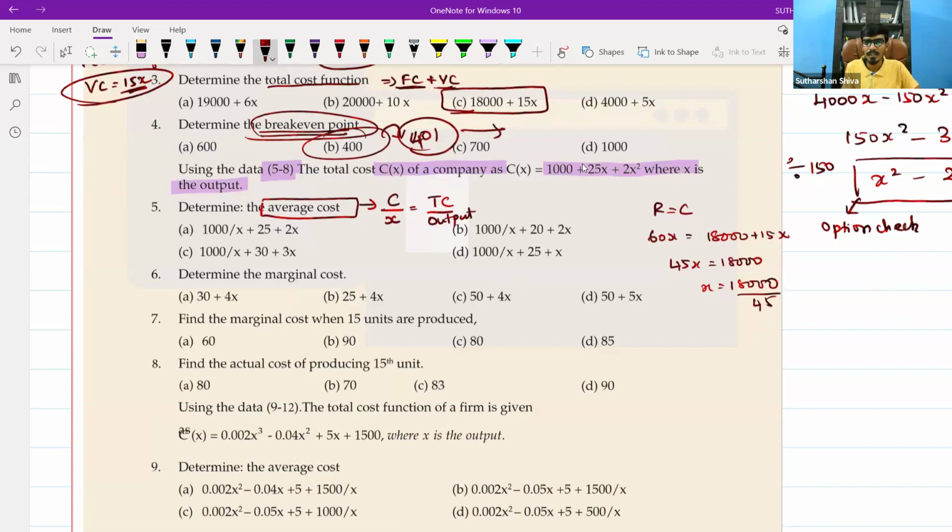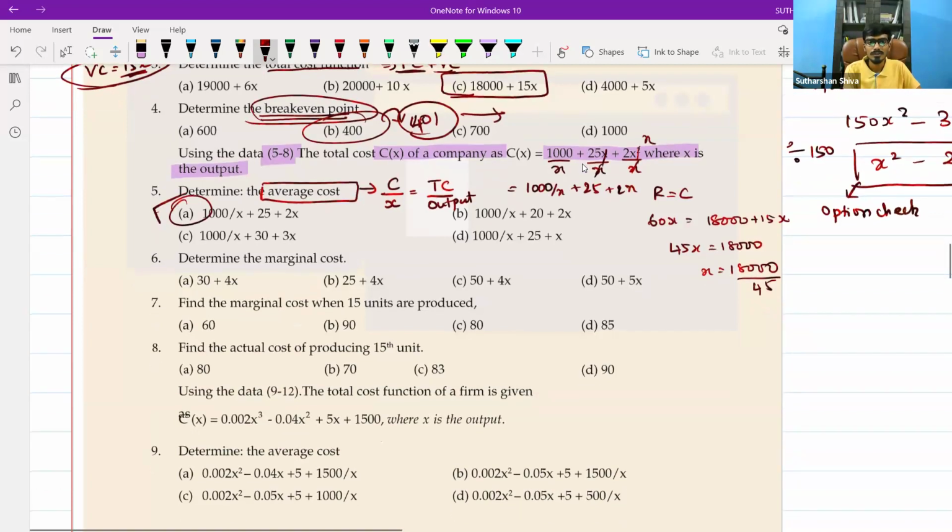10,000 divided by X, 25x divided by X. If I put divided by X, 10,000 divided by X will remain 10,000 divided by X. 25x divided by X, X gets cancelled, it will become 25. 2x square divided by X, x gets cancelled, it will become 2x. So the equation is 10,000 by x plus 25 plus 2x. My option A is my answer. Are you able to understand?